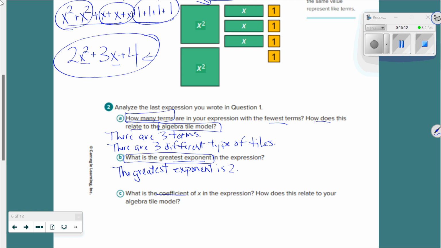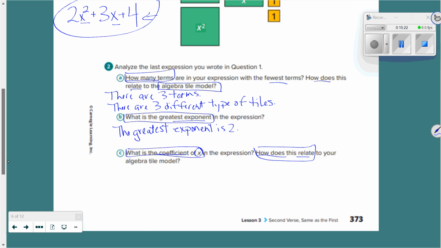What is the coefficient of x in the expression? And how does this relate to the tile model? There's 2 parts to our question. What's the coefficient for the x? Is it 2 and 3? No, it's only asking for x, not x squared. It is only 3 because it's not looking for x squared. It's just looking for the x. Remember, x squared is different than x. They asked us specifically for the x. So yes, the coefficient is 3.